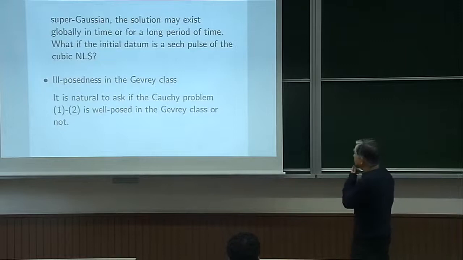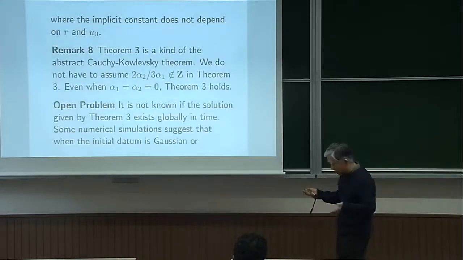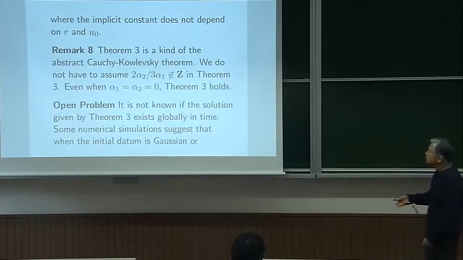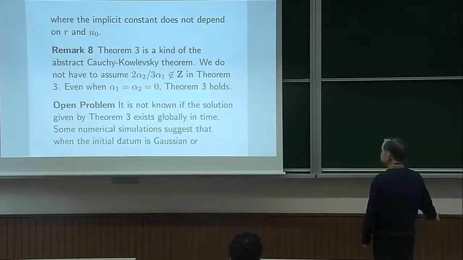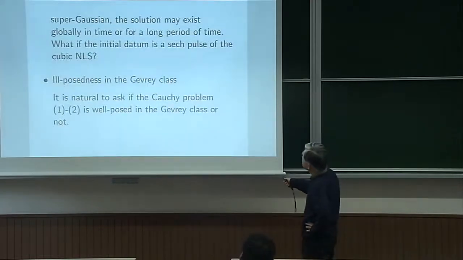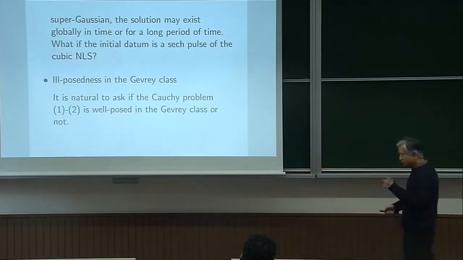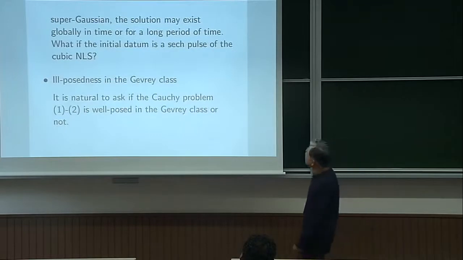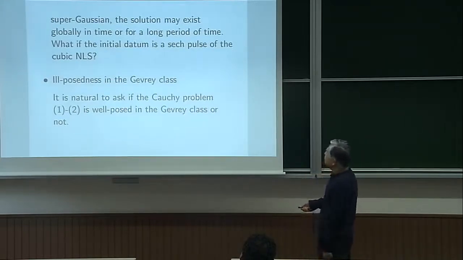This function is also used as initial data. But the Gaussian is analytic on the whole space, whereas the hyperbolic secant is analytic only on a strip. So maybe there would be some difference.